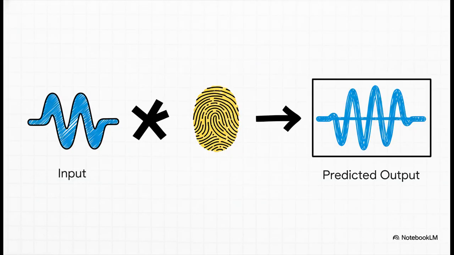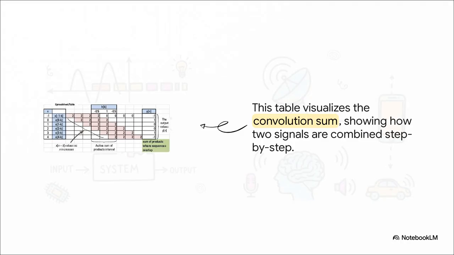And here's the incredible payoff. If you know a system's fingerprint, its impulse response, you can then predict its exact output for any input signal you can possibly imagine. The mathematical tool that lets you combine the input with the system's fingerprint to reveal the output is called convolution. Now, convolution can sound a little intimidating, but this table really breaks it down.